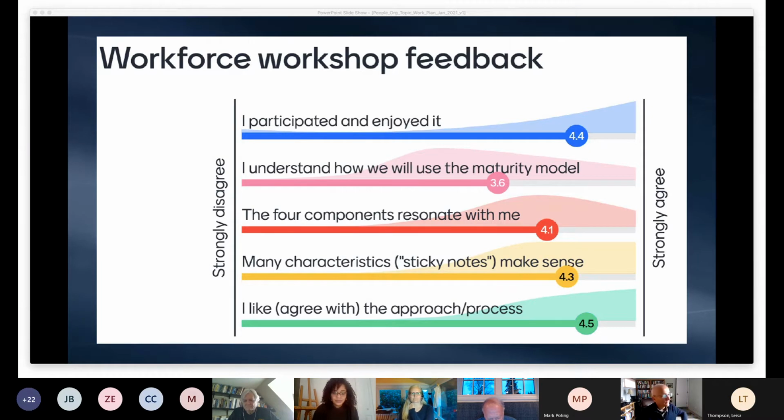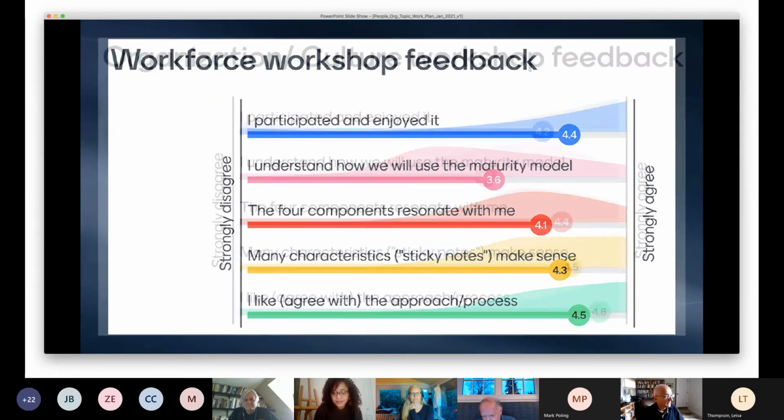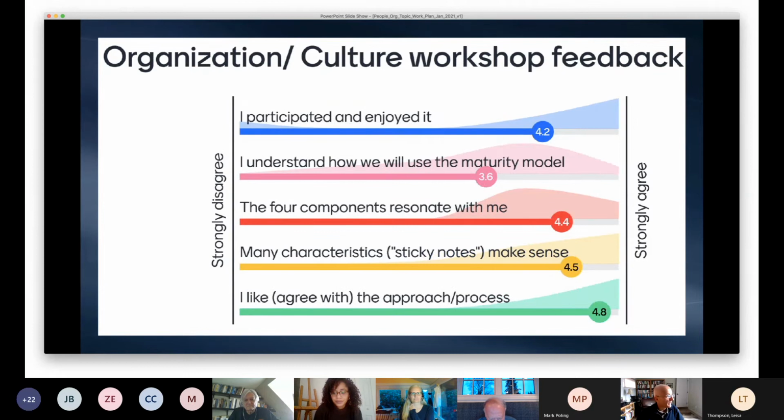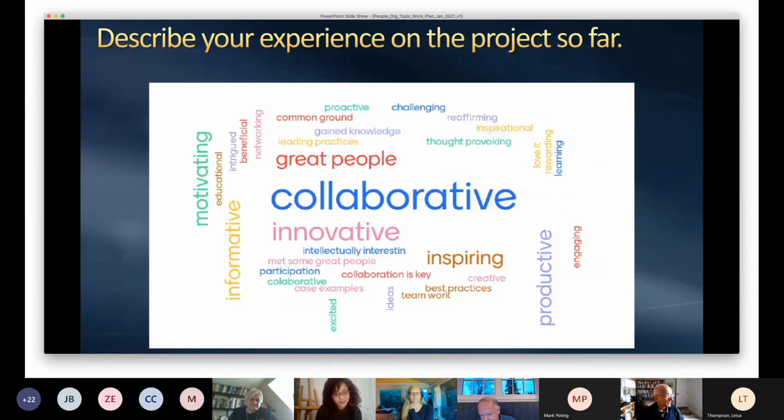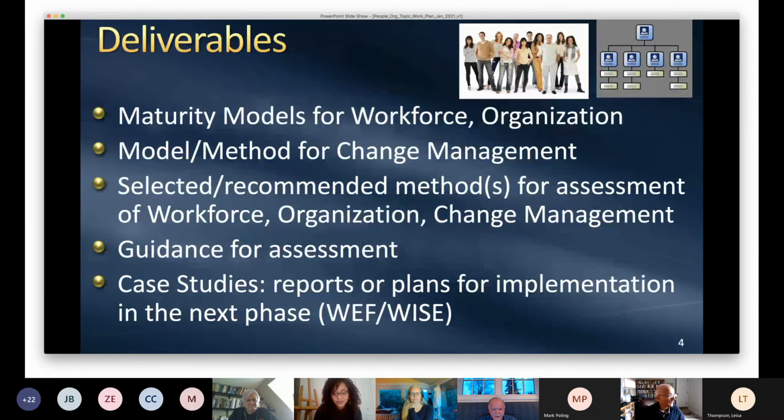It went from strongly disagree to strongly agree, and we were pretty happy. We have a little bit of work to do on this, to understand how we will use the maturity model. Hopefully what I'm going to say today will help this a little bit. We also had really good feedback from the organizational culture workshop. And this is sort of the word map of things that people were suggesting, and they had a pretty good time.